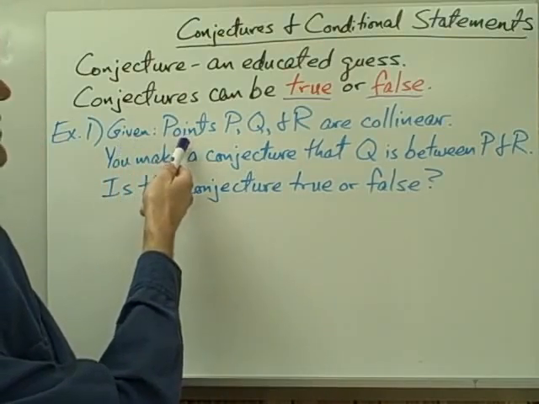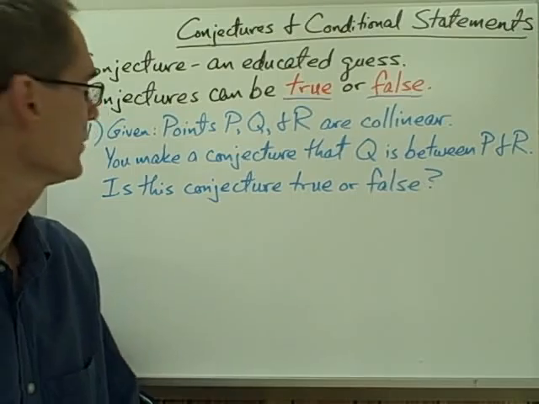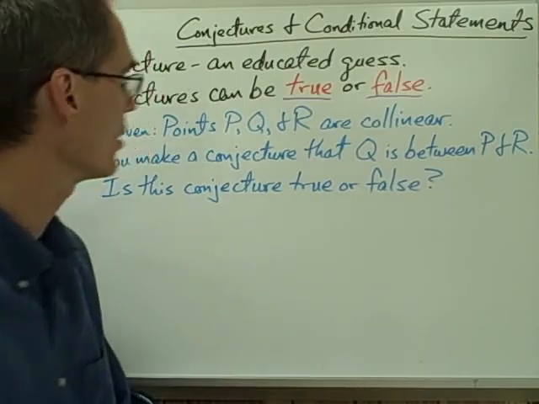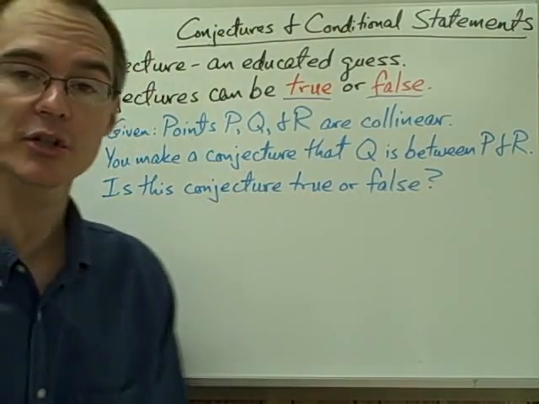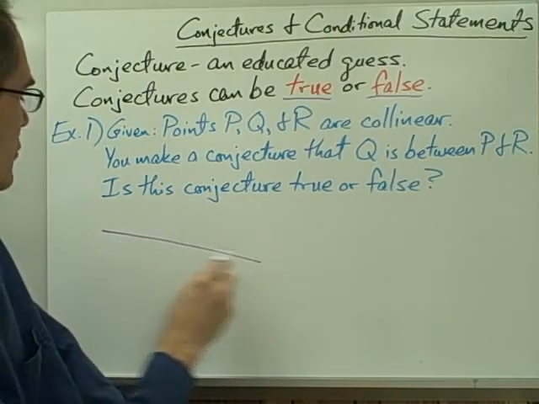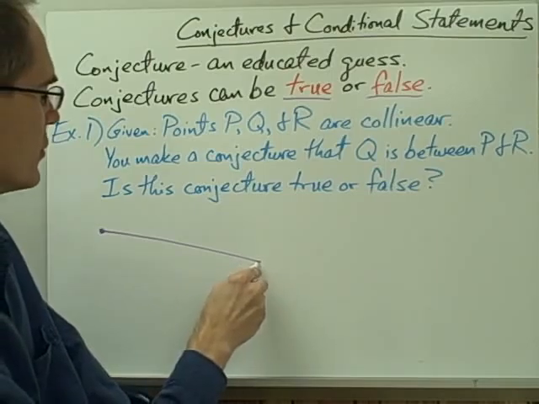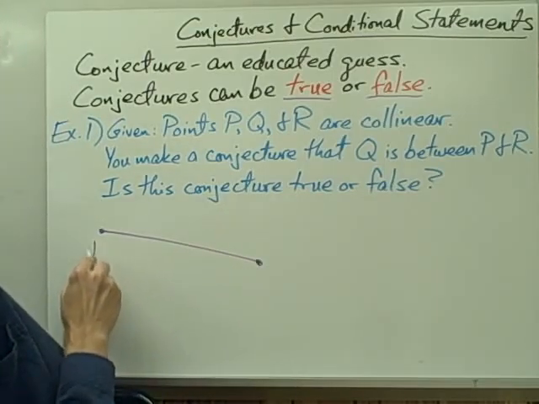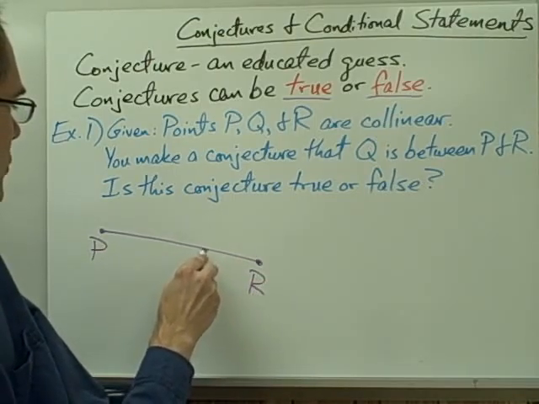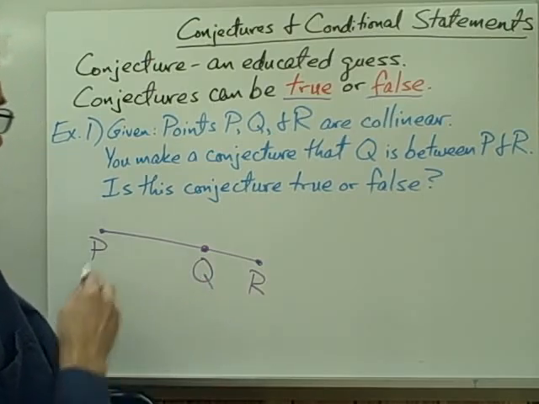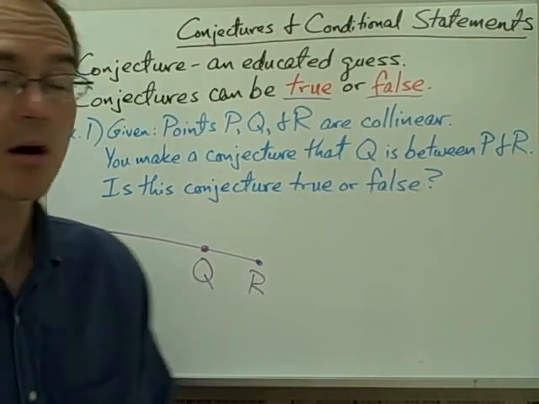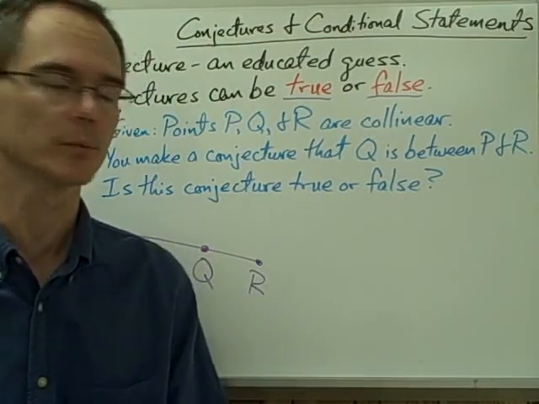We have a given statement that says points P, Q, and R are collinear. And you make a conjecture that point Q is between points P and R. And we'd like to determine, is this conjecture true or false? Well, I could draw a picture that shows that this conjecture is true. Let's see, if I have point P here, and if I have point R here, and if I put point Q right here, well, that shows 3 collinear points, and Q is between P and R. So I might be tempted to say this conjecture is true.